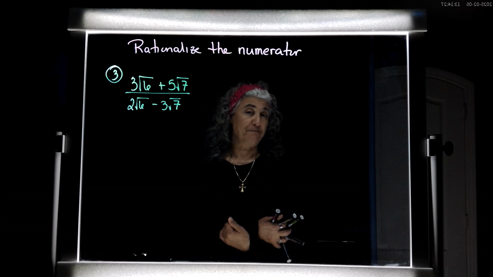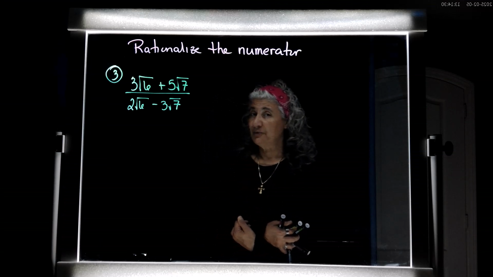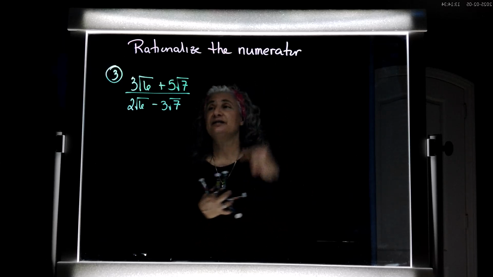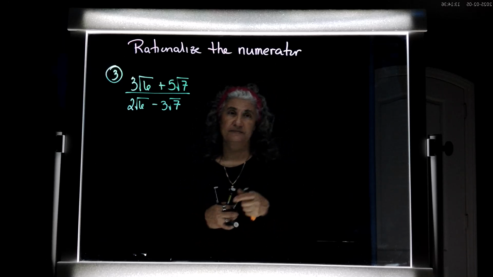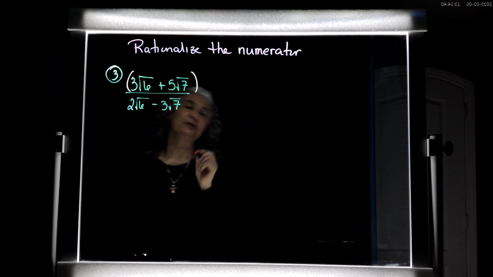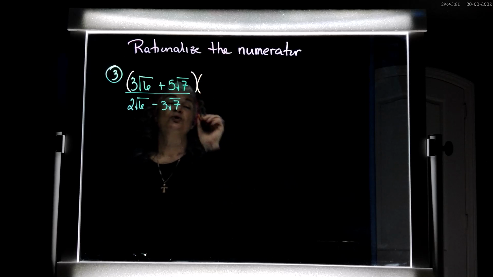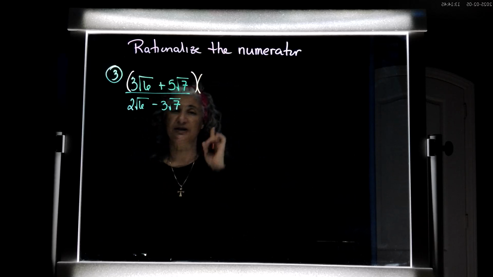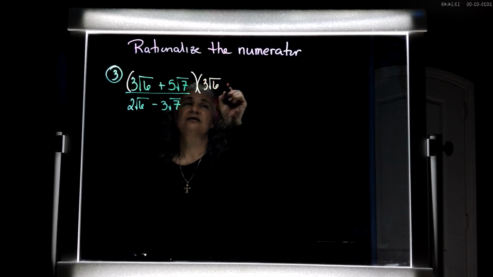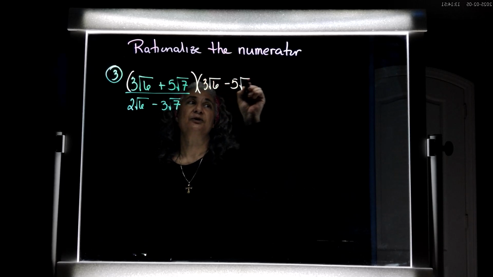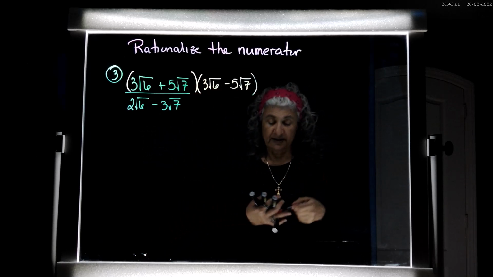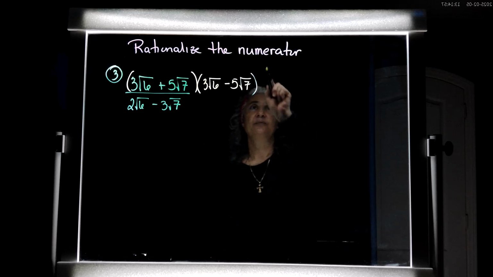So here's that third problem. Hopefully you worked on it before you got to this answer video. Tell me what you did. We're rationalizing the numerator. Tell me what you did. Good, you multiplied the numerator by something. Tell me what you multiplied it by. Ooh, that fancy word called conjugate. Tell me what the conjugate is. 3 square root of 6 minus 5 square root of 7. Good job.